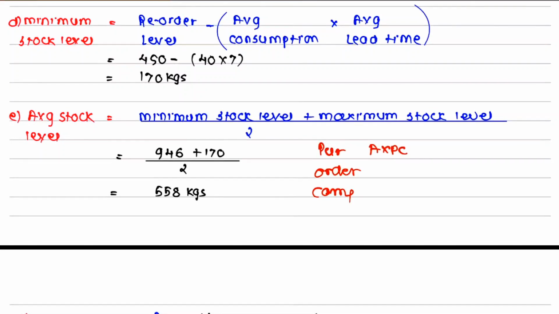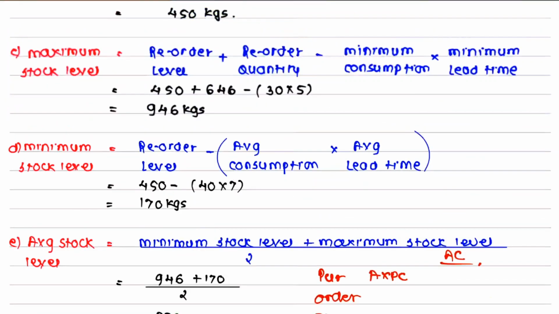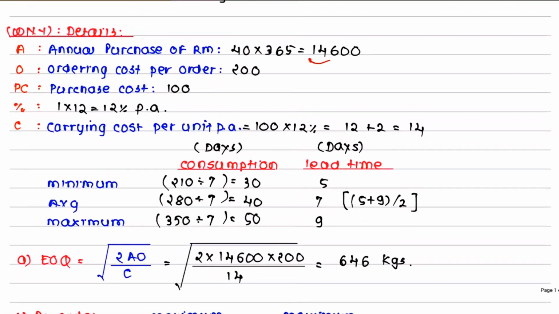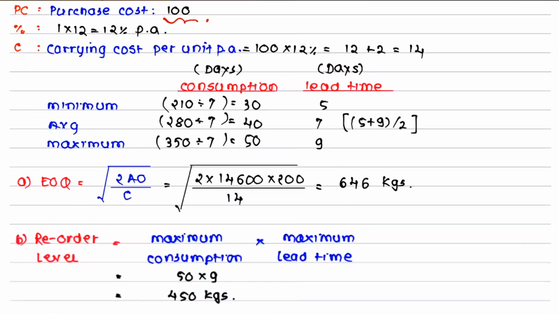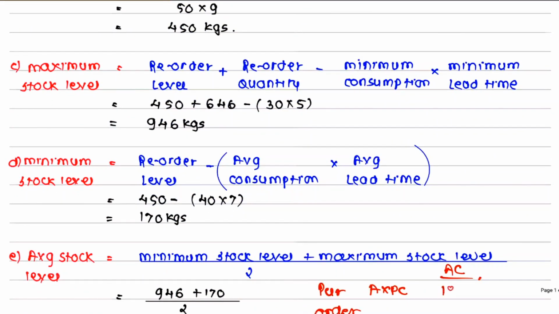In the entire year, how much raw material are you going to buy? I need the annual cost. In the entire year, the units you are going to buy are 14,600 and you pay 100 rupees per unit to your supplier. What will be your annual purchase cost? 14,600 into 100, so that will become 14,60,000. Any doubt with this? No.